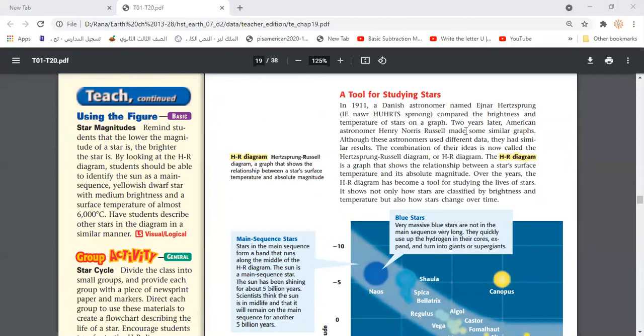So what is the HR diagram? Actually, there was a scientist whose name was Ejnar Hertzsprung, a Danish scientist. This scientist started to collect data about different stars and compare the brightness of the star to its absolute magnitude, and started to draw a kind of graph showing the relation between the brightness and the absolute magnitude. Can anyone tell me what the absolute magnitude is, guys?